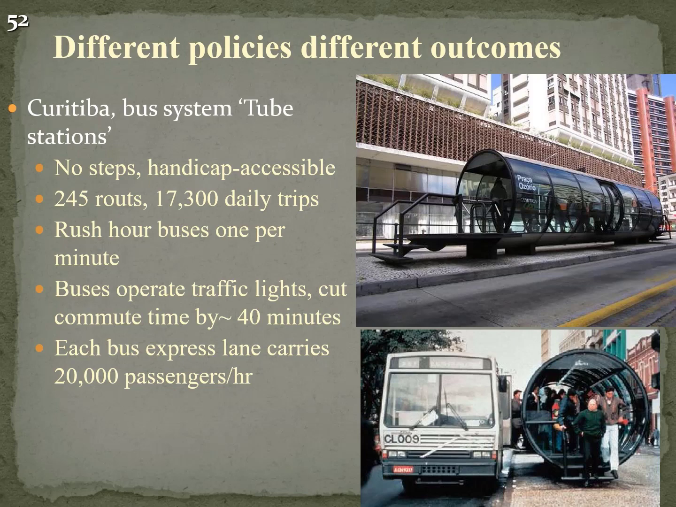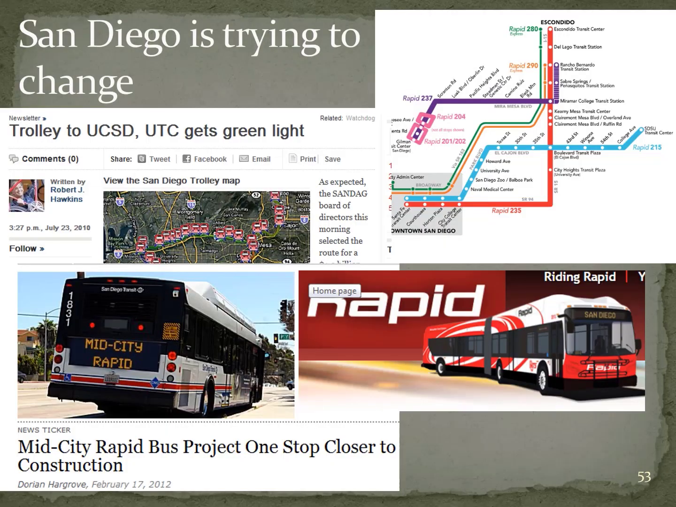Each bus express lane carries about 20,000 passengers per hour. That's a lot. That's 4 times as much as Rio's new subway carries at 1/200th the cost. So there are alternatives. There are other ways to do things. San Diego's trying to change in terms of transportation.